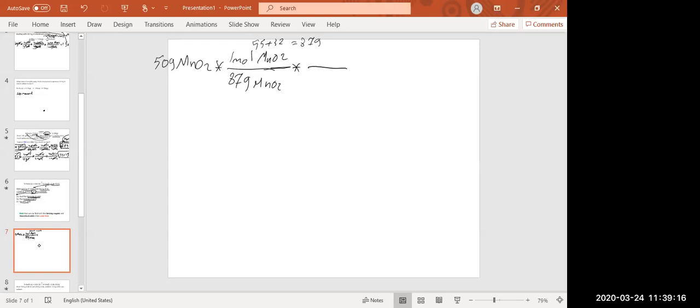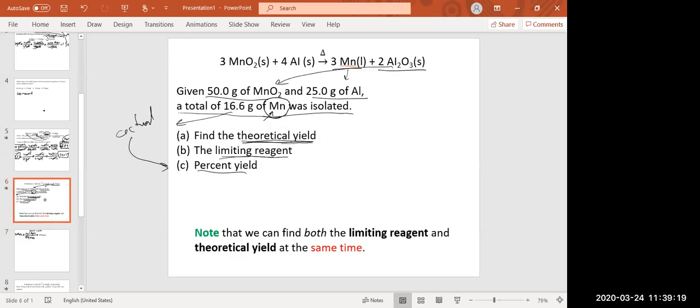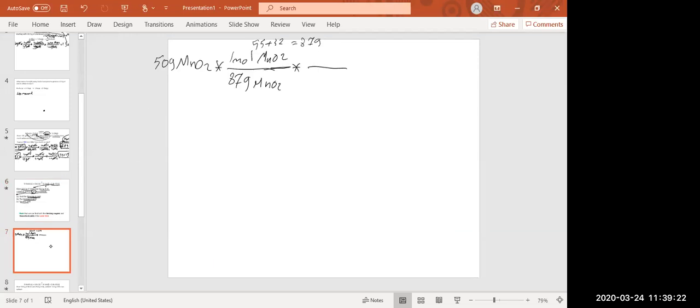Now, times the mole-to-mole ratio. Let's go back to the reaction. 3 MnO2, 3 Mn, so 3 to 3. So here 3 mole MnO2, 3 mole Mn. Now, times the molar mass of manganese. What is it? It is 55. So which one will go to the bottom? It will be the mole. 1 mole Mn in the bottom, 55 gram Mn on top. So mole Mn, mole MnO2 with mole MnO2, gram MnO2 with gram MnO2.